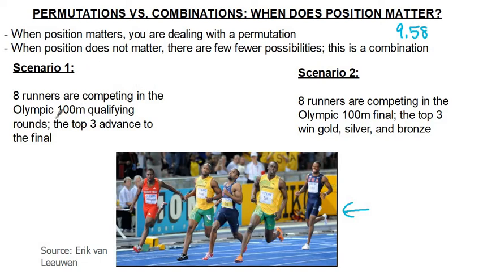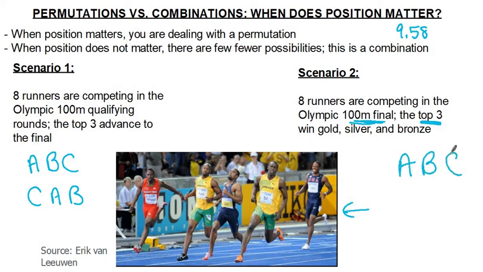So let's suppose we have those 8 runners, and in the first round we have Albert, Bernard, and Charles, and they finish in that order. And then we have some other scenario where it goes Charles, Albert, and Bernard. Let's suppose we're hypothetically thinking of 2 scenarios in the orders that they could finish. Scenario number 2 is now we're in the Olympic 100-meter final, and now for the top 3, the order does matter. If Albert, Bernard, Charles happens, Albert is really happy because Albert won the gold. If it goes Charles, Albert, Bernard instead, now Charles is the happiest because he wins the gold.